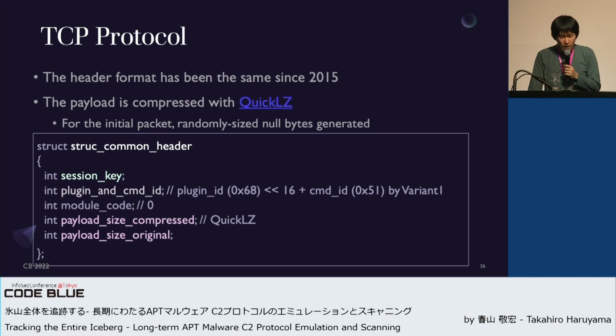The TCP protocol header format has been the same since 2015. The session key is randomly generated, then used for encoding both the header and payload. The next field contains plugin ID and command ID. The IDs are different per variant. My C2 scanner utilizes the compressed and original payload size information for the format validation.